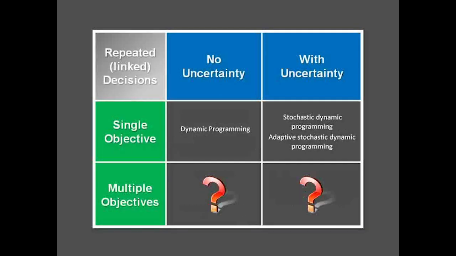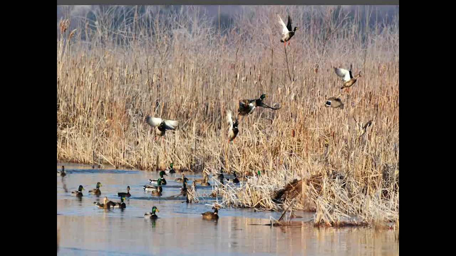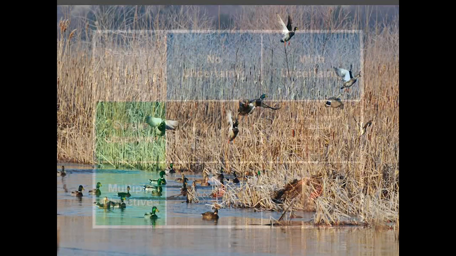When we get into the realm of linked decisions, repeated decisions over time, our options are less. The idea of linked decisions is that we're going to make a single decision, but we're going to make it multiple times. So an example would be, every year I have to set duck harvest regulations. I'm making the same kind of decision, but I'm making it every year. So that's an example of a linked decision.